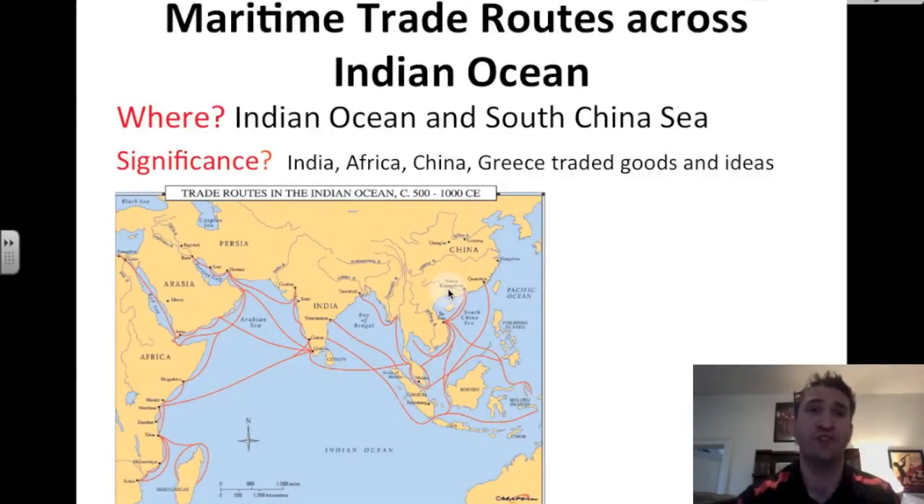Another trade route was the maritime or sea trade routes across the Indian Ocean. Here's India, here's the vast ocean that surrounds it, and this route also connected the Indian Ocean to the South China Sea. What's the significance? Well, India, Africa, China, and also Greece. The Greek civilization traded goods and ideas.